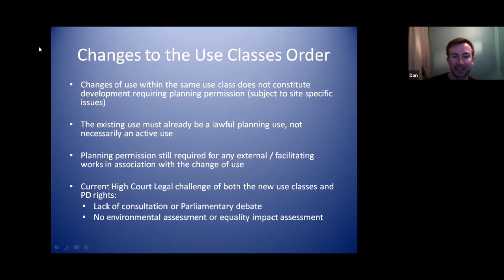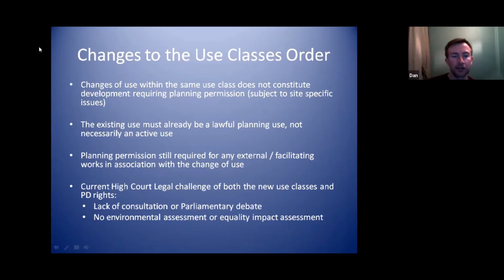And planning permission is still required for any external or facilitating works in association with the change of use. So the use classes order only deals with change of use. It doesn't deal with any external changes. If you need to put extra doors in or windows or anything like that to facilitate the new use, you still have to apply for planning permission for that.